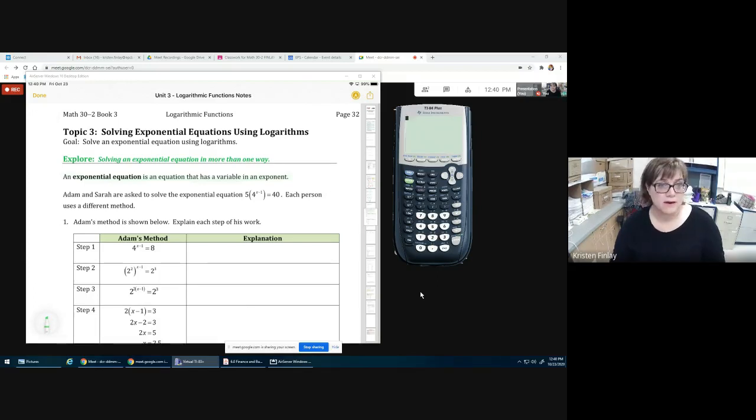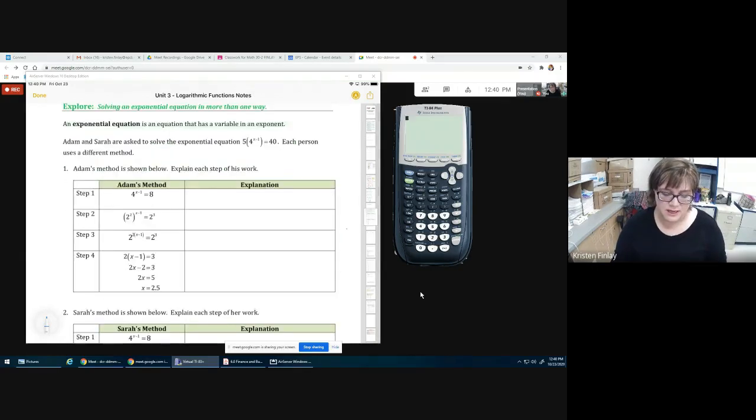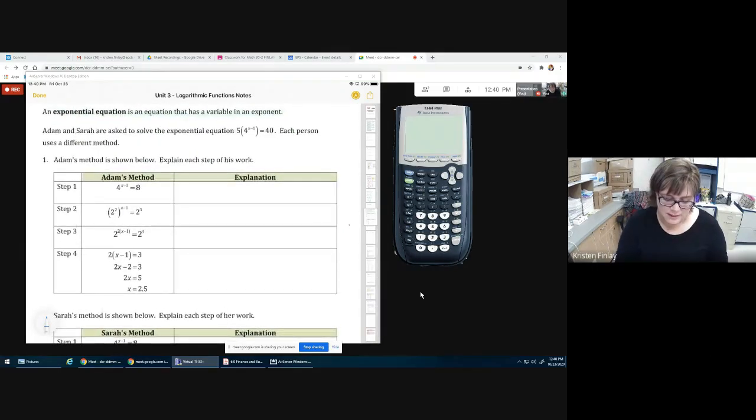Adam and Sarah, we're going to explore this, are asked to solve the exponential equation 5 times 4 to the x minus 1 equals 40. And each person uses a different method. So we're going to look at Adam's method first. First, what Adam does is he divides both sides by 5, right? So he divides out the 5 from both sides.